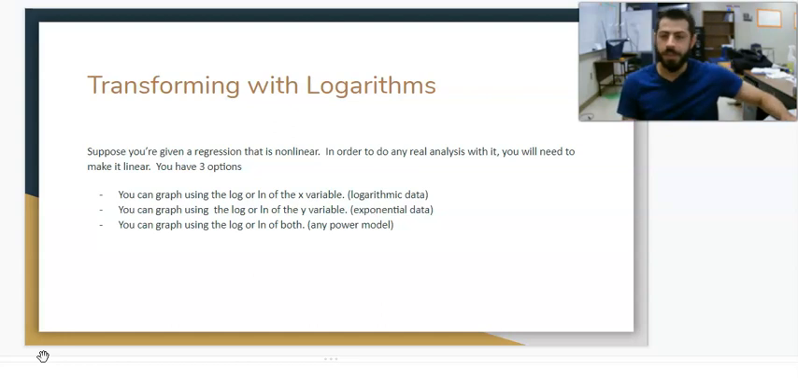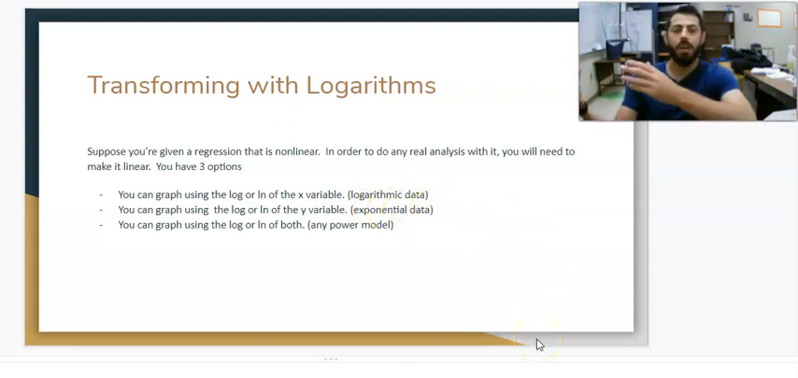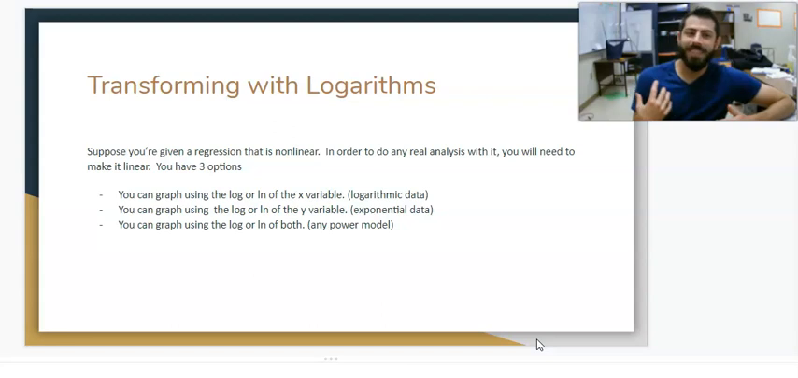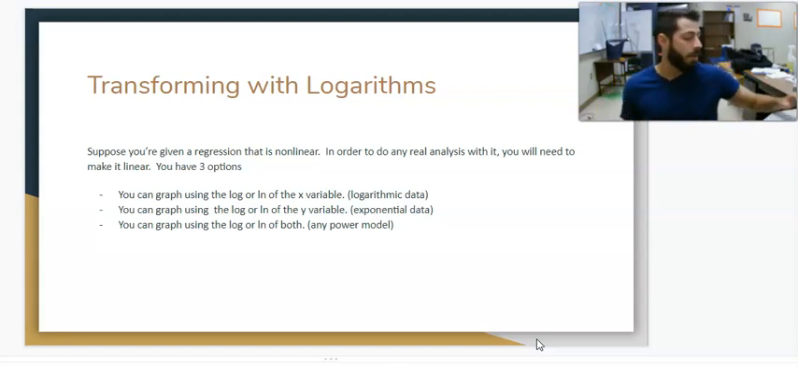You can graph using the natural log of the x variable if it's a logarithmic data set. So if it curves, if it is obviously logarithmic, starting going up and then shoots off to the right. If it is an exponential data set, then you can graph using the log of the y variable, or the natural log of the y variable. And if it's a power model, so if it's any y equals x to some power, then you can take the natural log of both the x and the y, and it'll straighten it out for you.